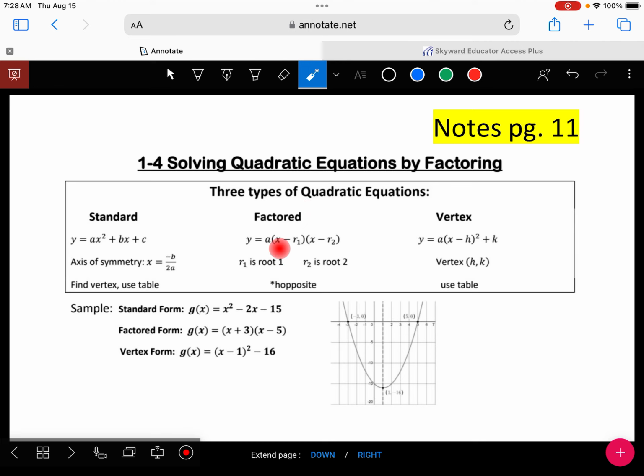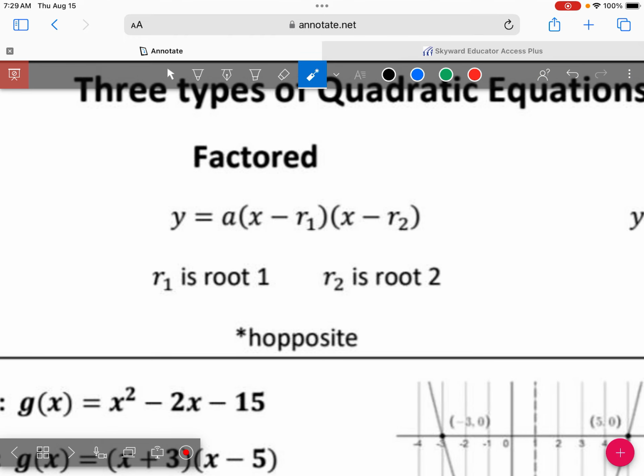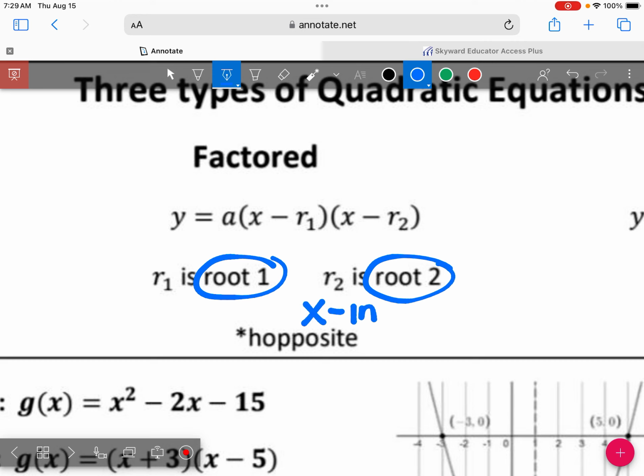When it's in factored form, we have to set these equal to 0, and that's going to tell you your x-intercept. So instead of root, remember that a root is the same as your x-intercept. And the reason why it says opposite is because it's always the opposite. That H is there on purpose. It's always the opposite of what you see inside of your parentheses.